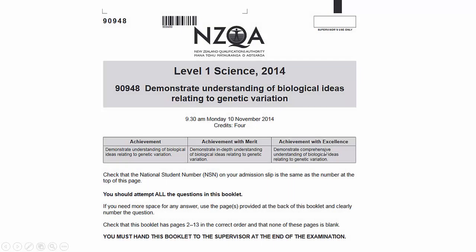Right, hello guys. What we're going to do today is look at a Level 1 science paper, demonstrate the understanding of biological ideas relating to genetic variation. So we're looking at the 2014 paper.